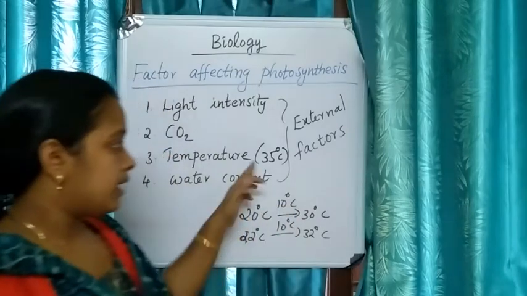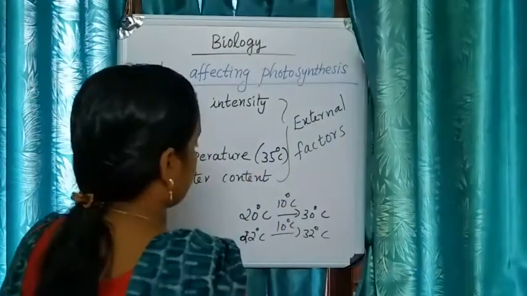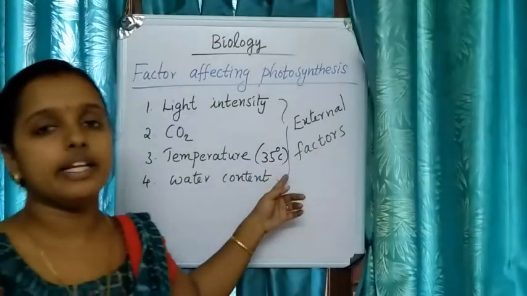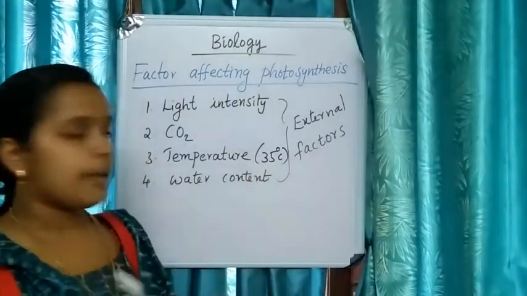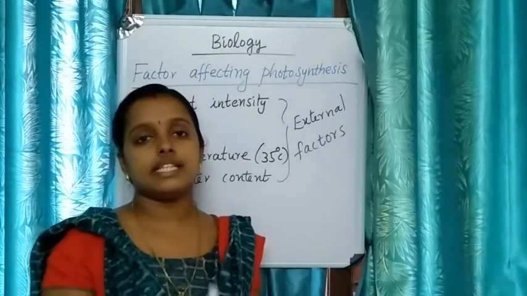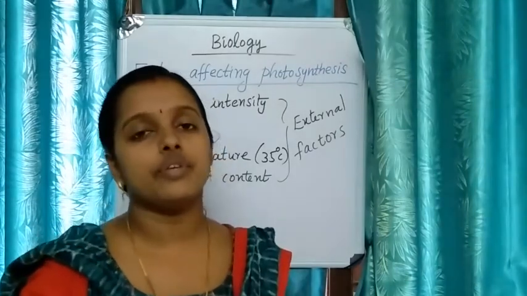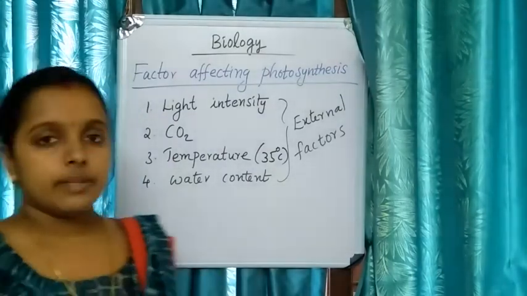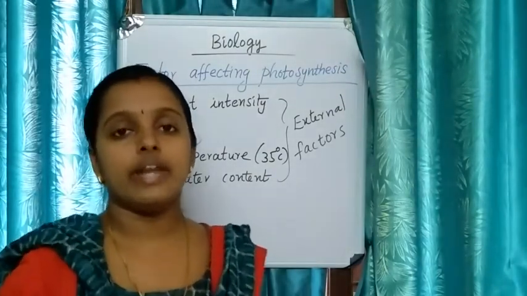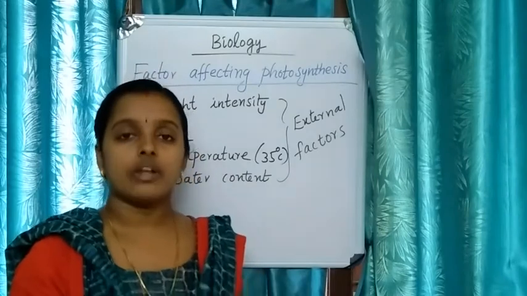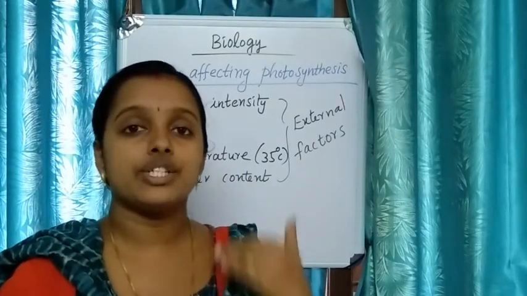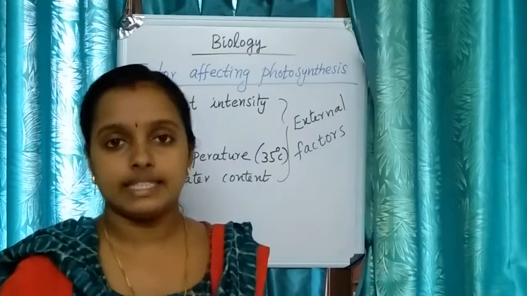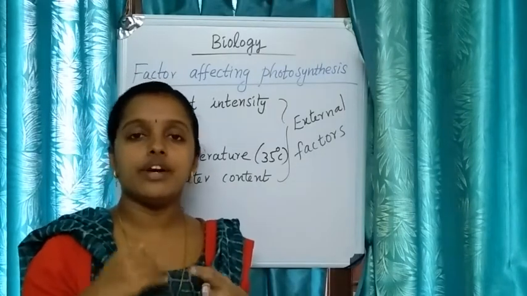So the optimum temperature is 35 degrees Celsius. Then at or above 40 degrees Celsius, enzymes will be destroyed, so the rate of photosynthesis will also stop. Then water content. If the soil doesn't have enough water, or if the transpiration rate is more, the rate of photosynthesis will be very less. That is, the rate of photosynthesis will reduce.